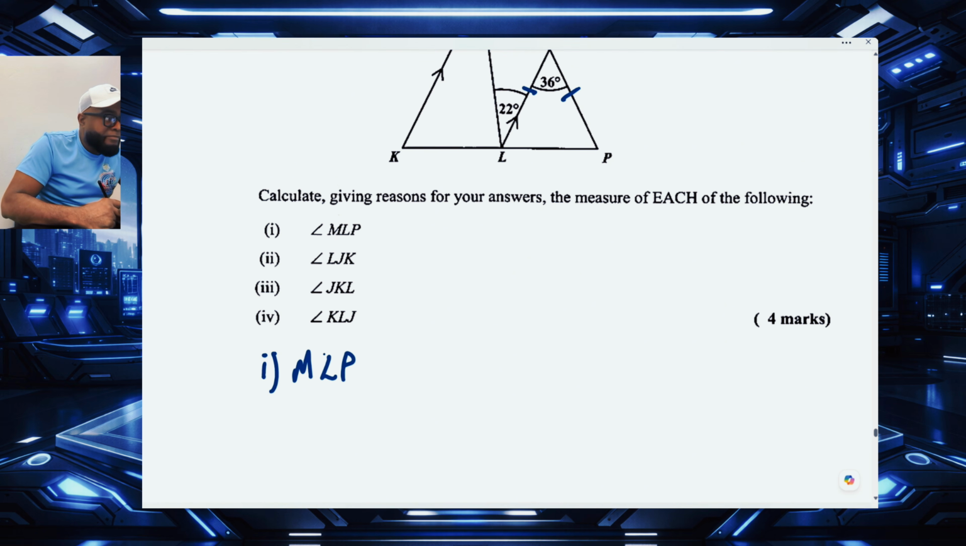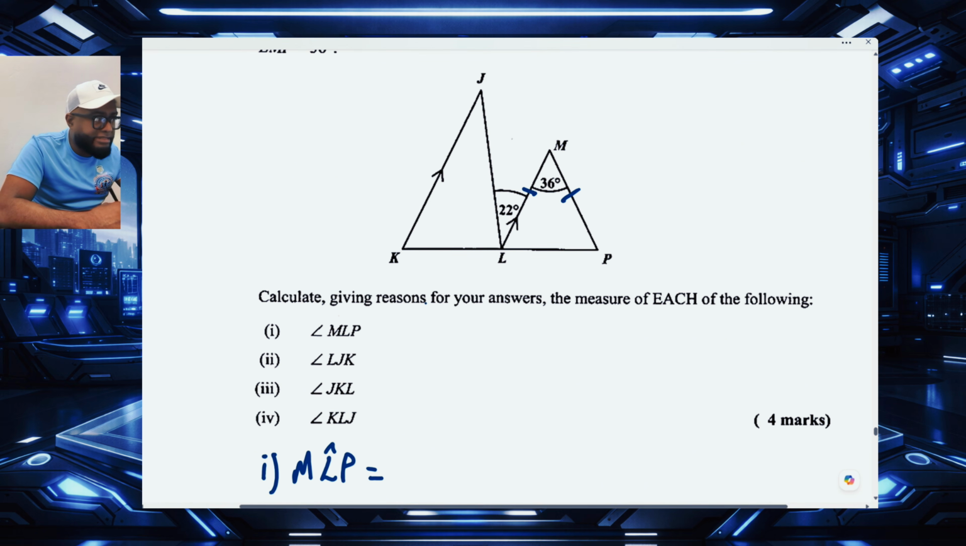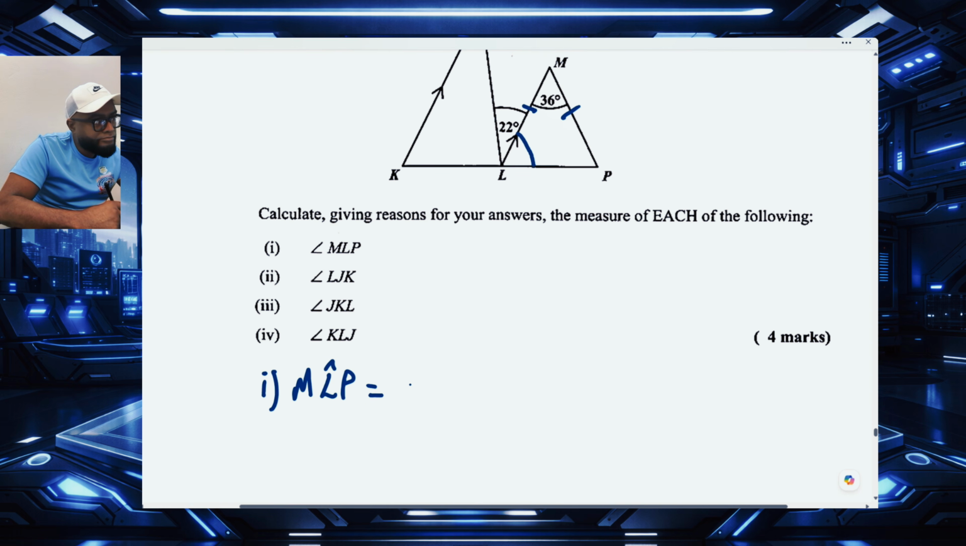So we're dealing with MLP first. This angle here is located at L, M to L to P. Can I try? Yeah, go ahead. The two base angles are equal, so MLP plus LPM plus 36 is equal to 180. Take away 36, so make it 144. When you divide it by 2, you make it 72, which is your answer.